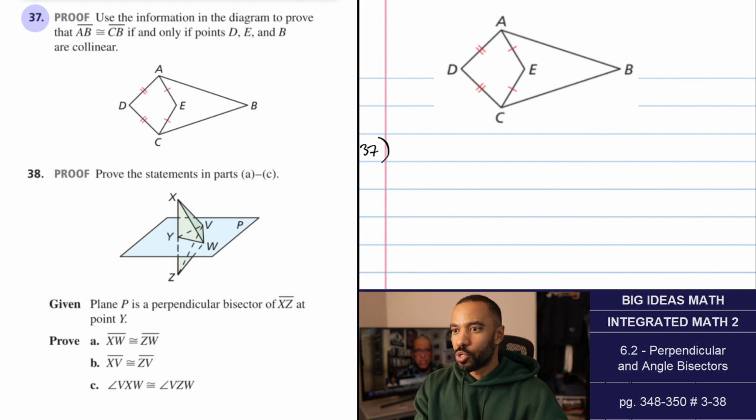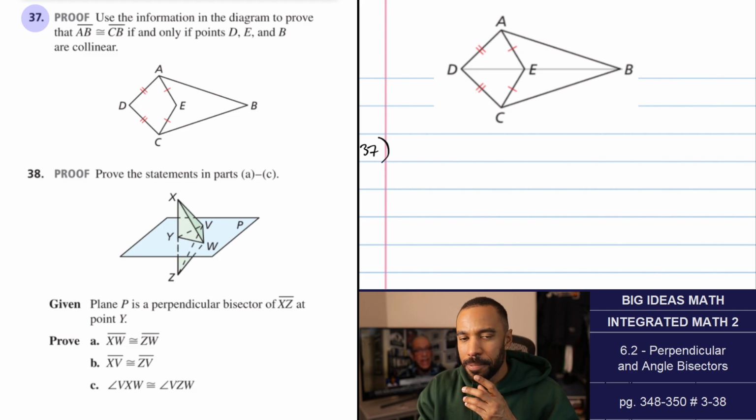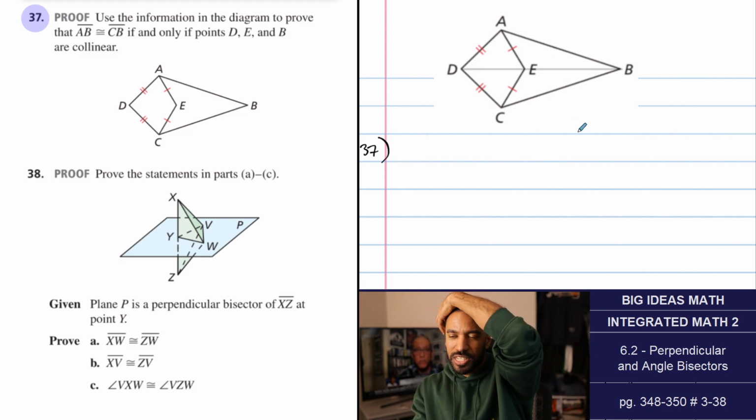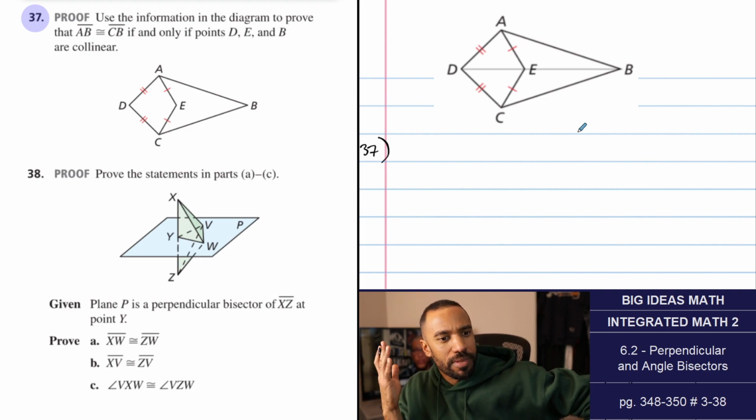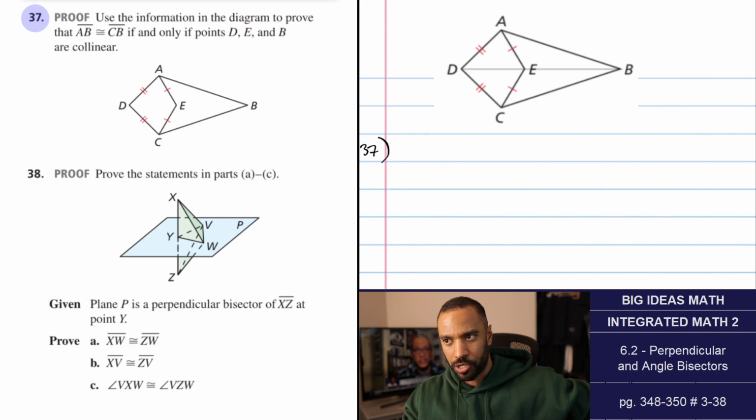So number 37. We have this collinearity that they're referring to here, right? I might even draw this line, at least faded to begin with, just to get that concept in play. That line is kind of there, so just keep it in mind. If and only if points D, E, and B are collinear, use the diagram to prove that segment AB is congruent to segment CB. I assume the drawing should be the first thing we do, just by a construction, right?